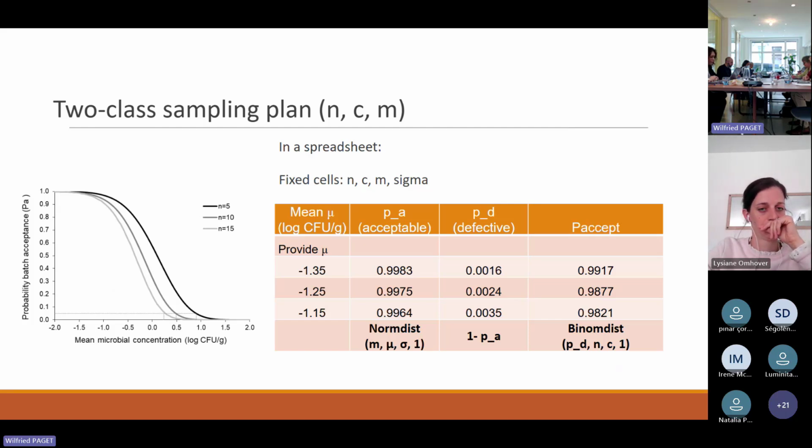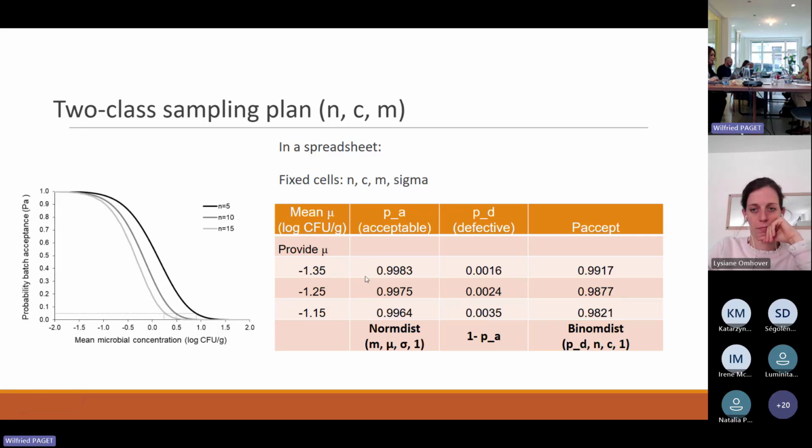And before I forget, I would like you to put some equations if you ever would like to design an operating characteristic curve for this sampling plan, so you can do it easily. If you fix in Excel the cells N, Z, the acceptable number N, microbiological limit, and sigma. And then you'll have to provide in the spreadsheet values for mu, which is the mean concentration of the lot. So these mu are values alongside the x-axis.